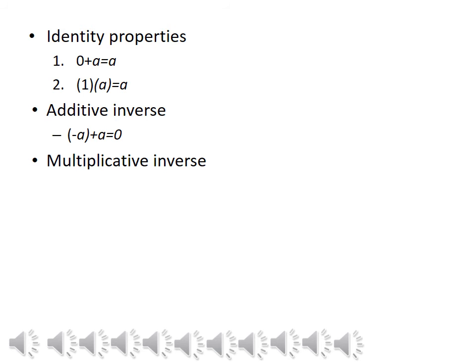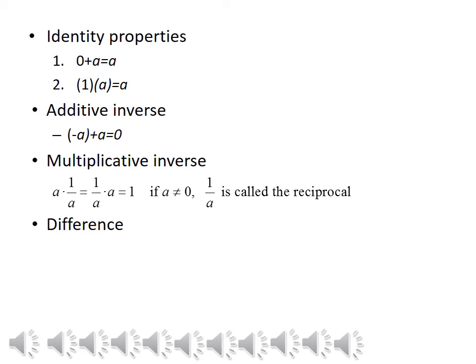And we have the multiplicative inverse, which says that if you multiply a times 1 over a, or 1 over a times a, they will cancel each other out and give you 1, assuming, of course, that a is not equal to 0, because we can't have a 0 in the denominator. The quantity 1 over a is called the reciprocal. So if you multiply a number by its reciprocal, they will cancel each other out and give you 1.